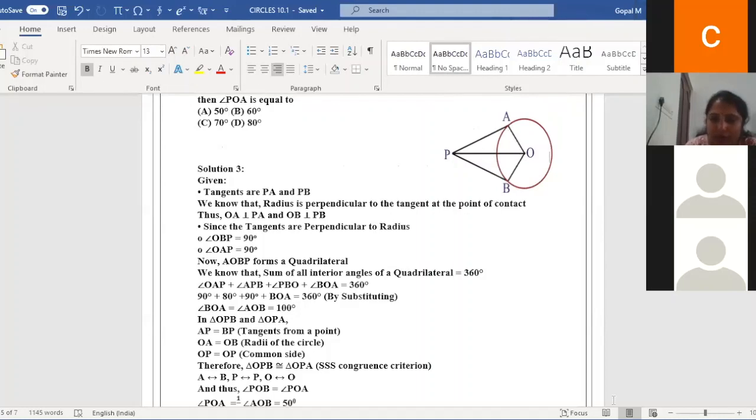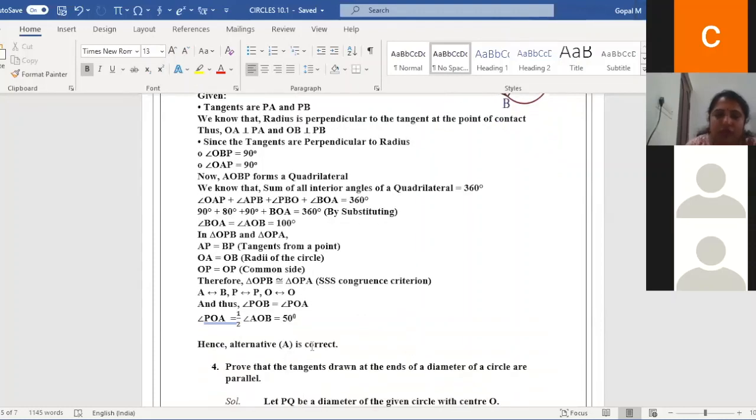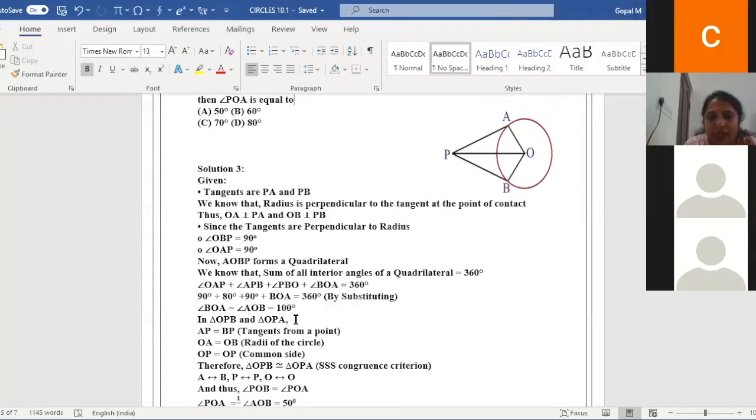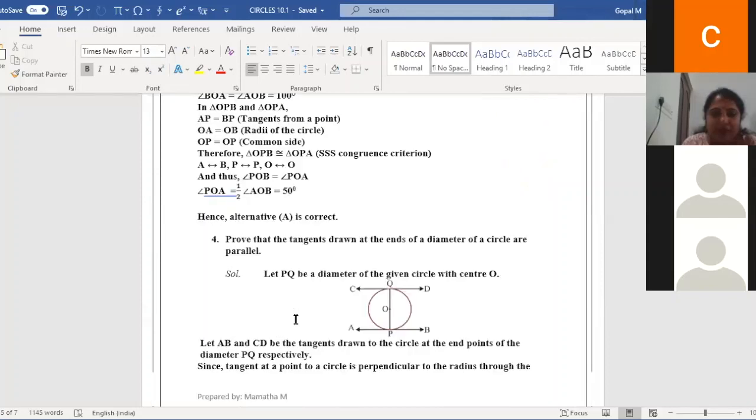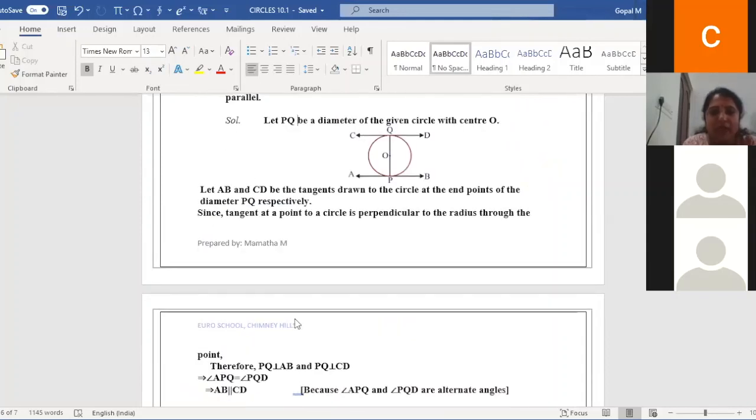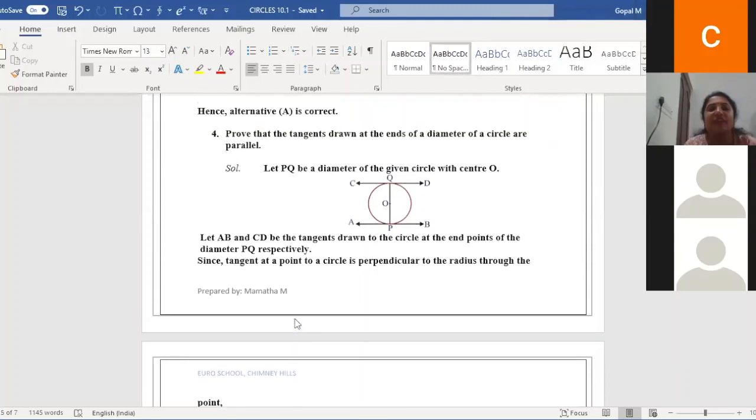Any doubt? Any doubt, children? So angle POA, they're asking half into angle AOB. AOB is 100, so it is 50. Any doubt in the sum? Any doubt in any point, children? No, ma'am. In answering also, please be active, okay? Next. Shall we move on to the fourth question?